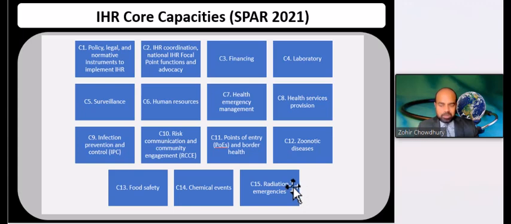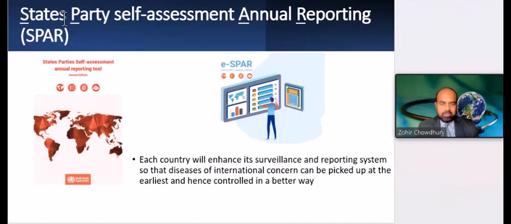With respect to methods of measurement, a state party questionnaire, also referred to as the IHR monitoring questionnaire, is sent annually to national IHR focal points for data collection. It contains a checklist of all of these 15 core capacities with 20 specific indicators that have been developed to assess the capacity of each country, and together they are known as State Party Self-Assessment Annual Reporting, or SPAR. Here you can see the website version of that, which is eSPAR. Each country can log in and access the website and report annually all of the developments within those 15 core capacities, C1 to C15.